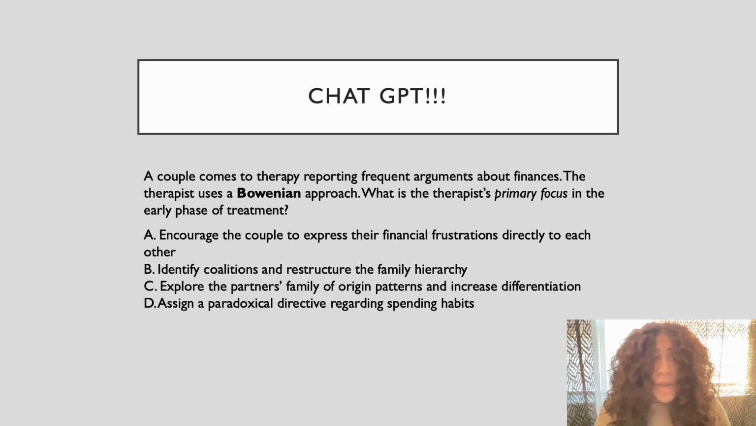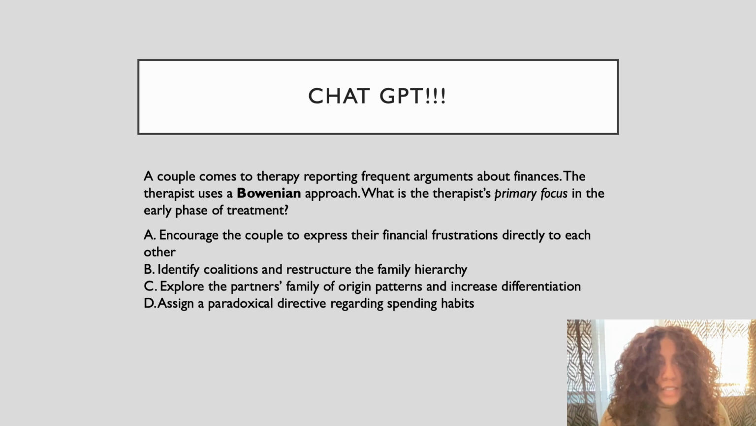Let's start there. If this question was on the exam and I am taking this test right now, one of the main things that I would circle is a couple. I'm going to highlight a couple. I'm going to highlight that there's a Bowenian approach. And then I'm going to highlight the primary focus in the early phase of treatment. So if I'm seeing the early phase of treatment, I'm automatically thinking about what a Bowen therapist does in their early phases of treatment. They do a genogram. They look at the family of origin. Those are questions that I'm asking myself, right?